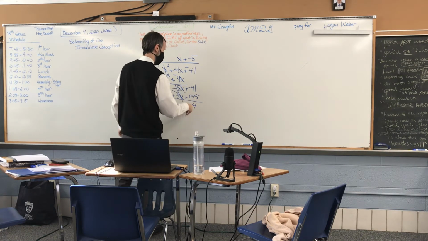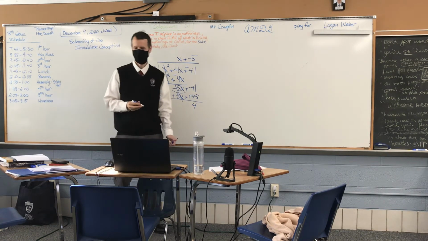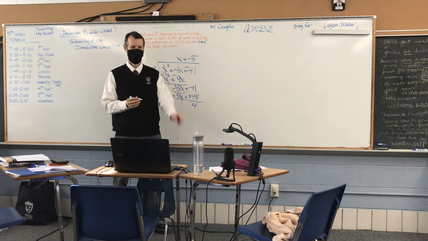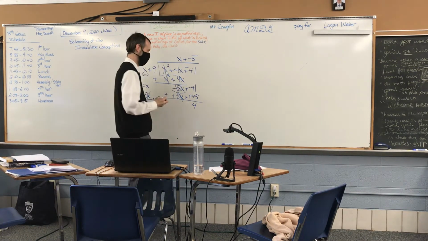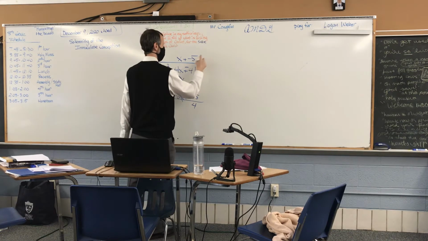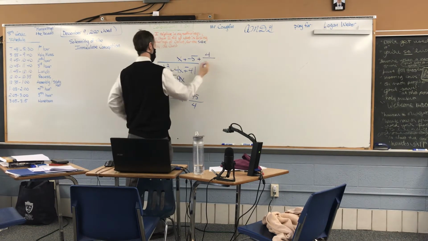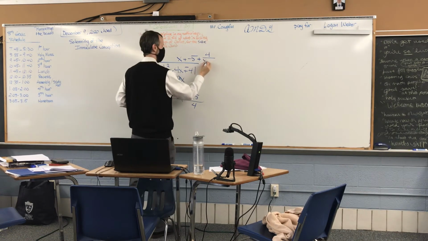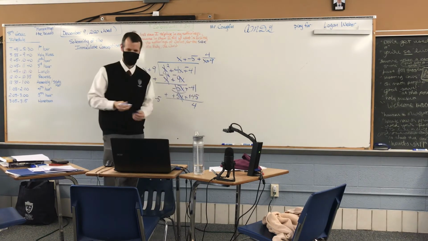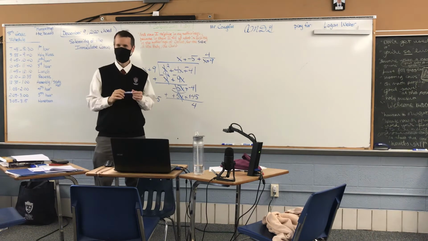And what's left here? 4. What do I do with that? Please do not say R4. I want that to die miserably. Go. 4 over x plus 9. Very close. There's one thing. Plus 4 over x plus 9, whatever you're dividing by. And that is your answer. Okay. Does that make sense?